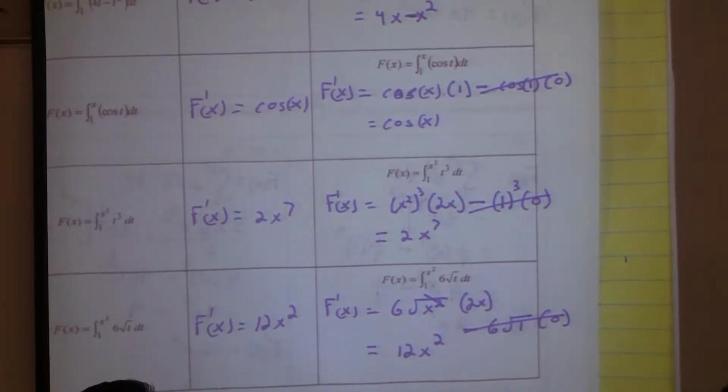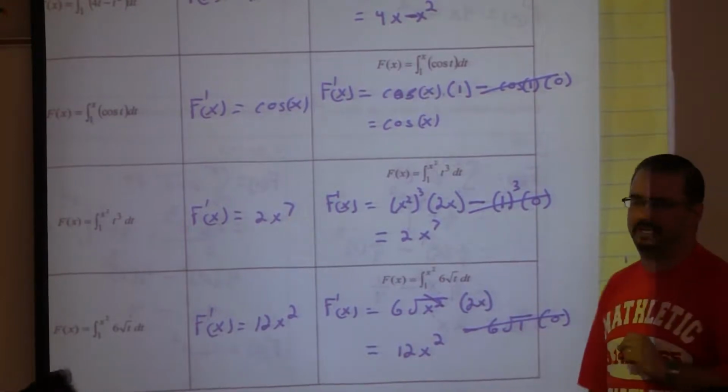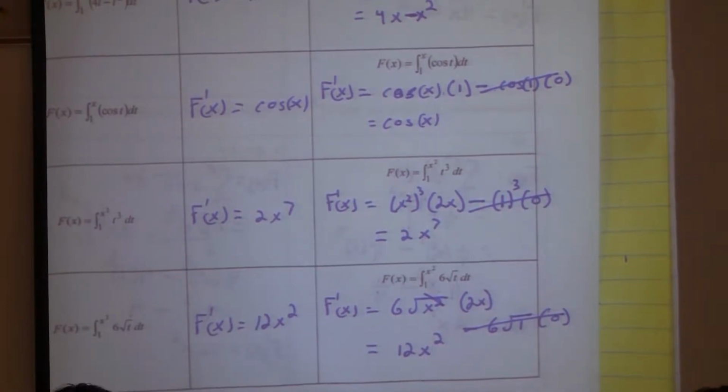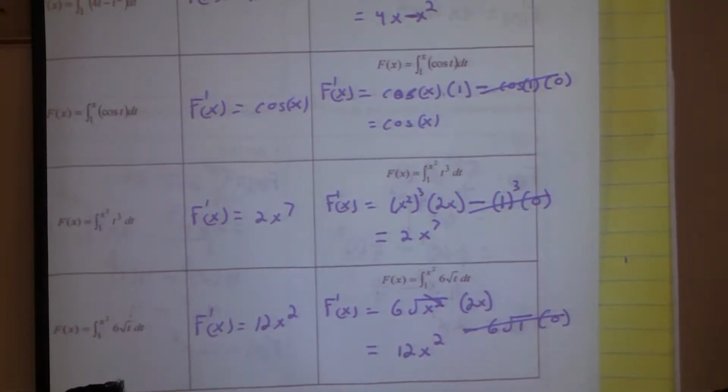So is it safe to say that when one of the limits is a constant, we can ignore that part? Yes. We can forget about plugging in that constant and multiplying by 0, to save ourselves some time. When it's on the top. What if it's not on the top? It would be negative, right?